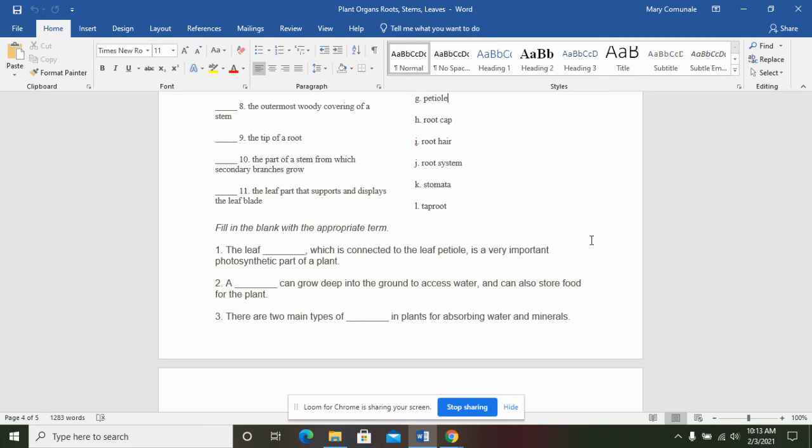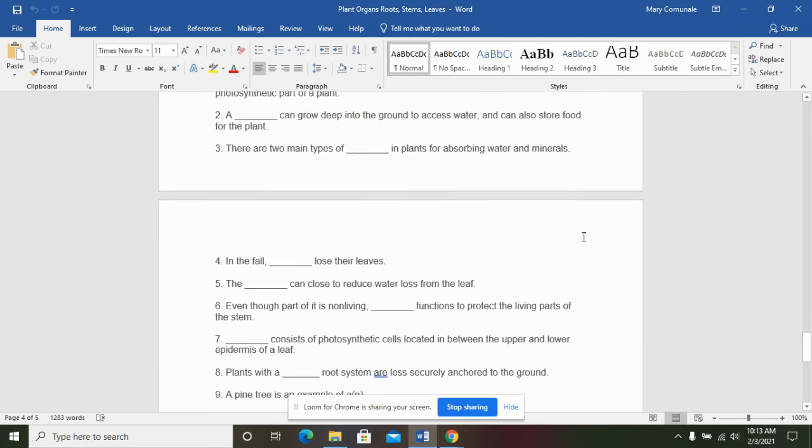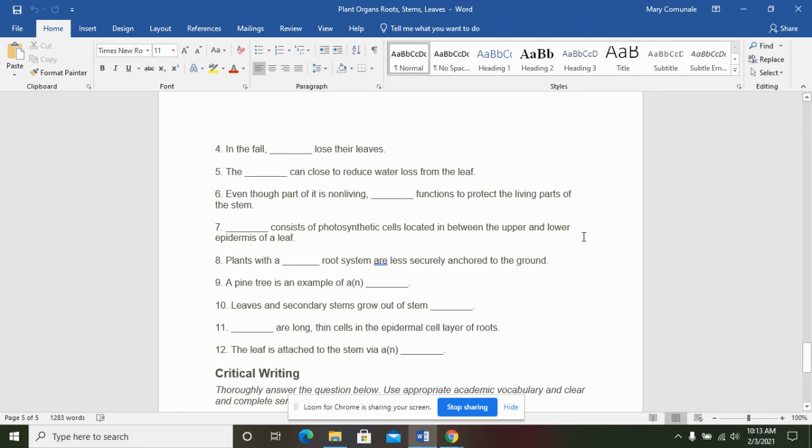Number 4, in the fall, it's going to be B, the deciduous plants are going to lose their leaves. Number 5, the blank can close to reduce water loss from the leaf. That's going to be K, the stomata. Down here now. Even though part of it is non-living, A functions to protect the living parts of the stem. That is going to be the bark. Part of it's living, part of it's non-living. Number 7, blank consists of photosynthetic cells located between the upper and lower epidermis. It's going to be E, the mesophyll.